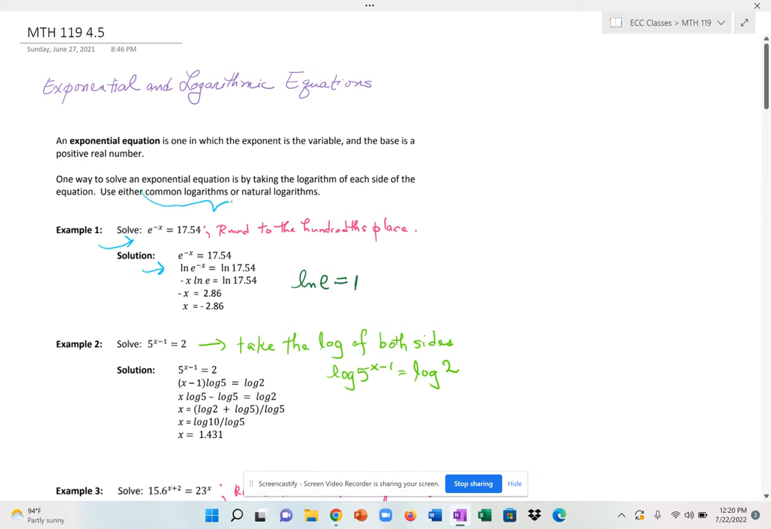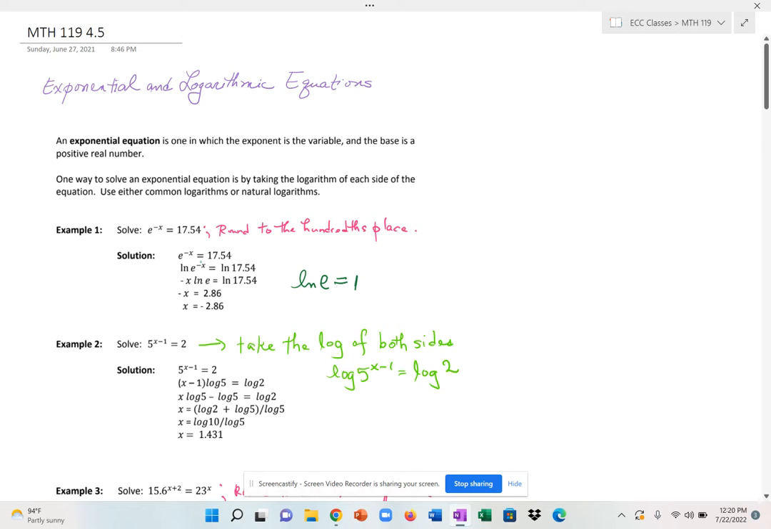Although they both work, the reason why natural log is the best choice here is because the natural log and e to the x are inverse functions of each other. So that unique relationship allows you to simplify things more easily. So I take the ln of both sides of the equation. You will need a calculator to complete this problem.